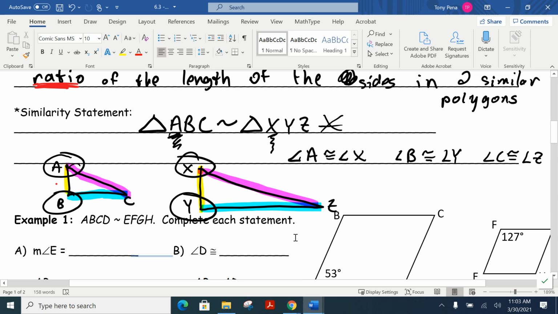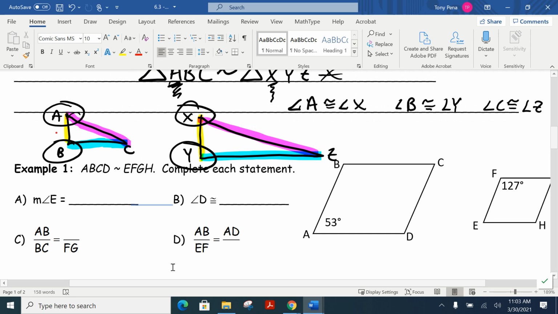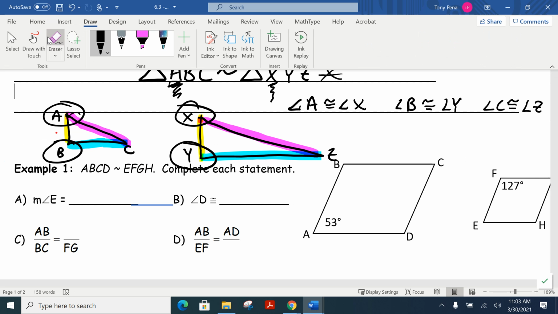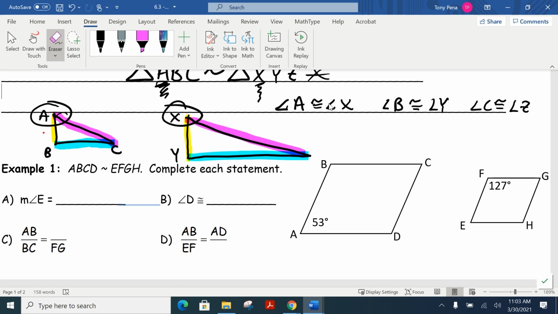All right. So with those things in mind, now we're going to set these up and answer some questions with this. So let me create a little bit of space. All right, so example one, if you look, we now have polygons. We have quadrilaterals. Those are four-sided shapes. You were told, and again, the order is important here, that ABCD is similar to EFGH.